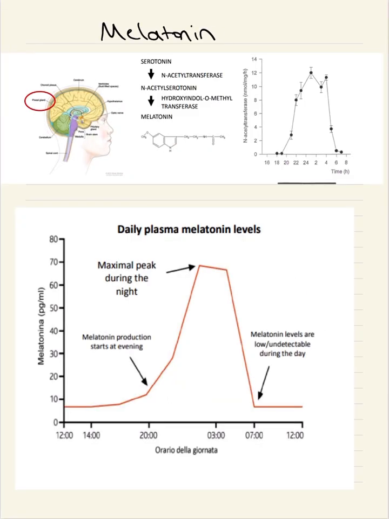Now here's an example of melatonin. It peaks during the night, in darkness. It's very low in the early morning, and it starts being produced in the evening, and then after you sleep, it goes down.